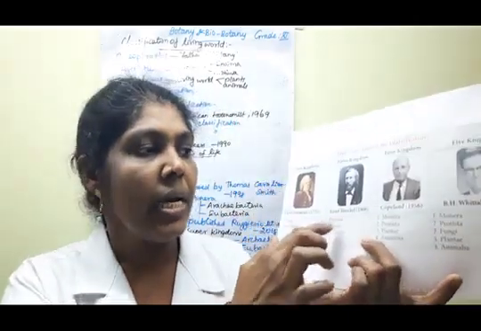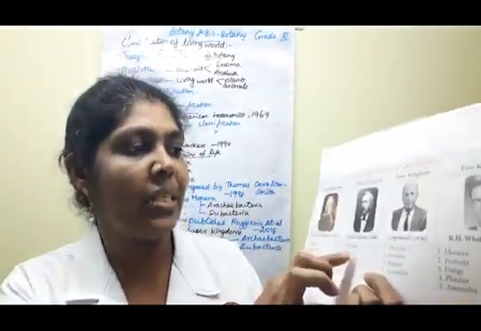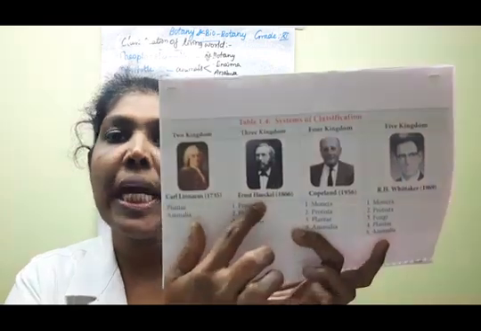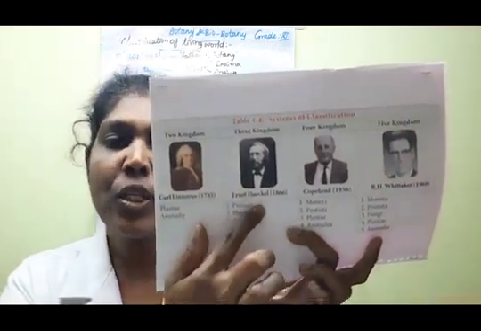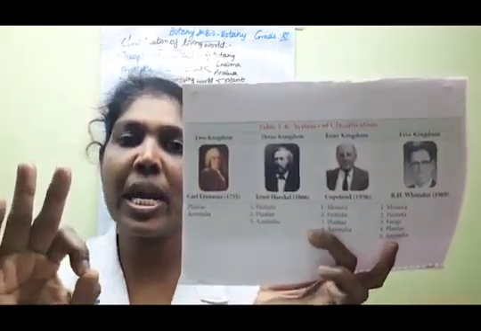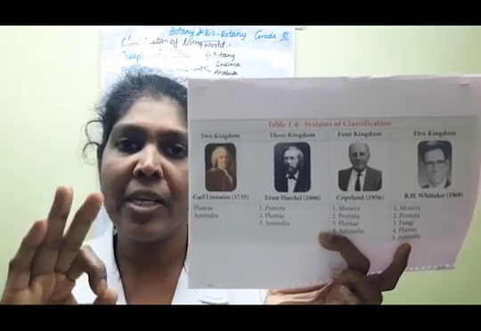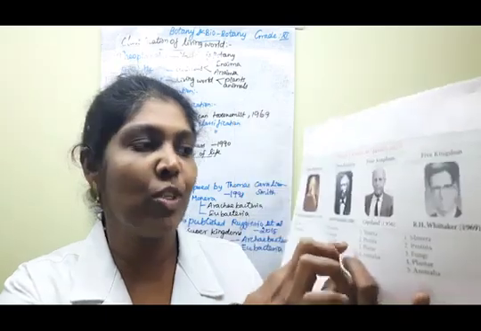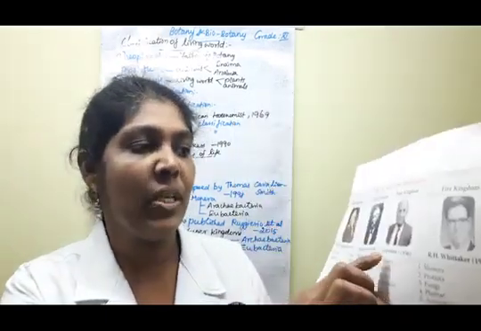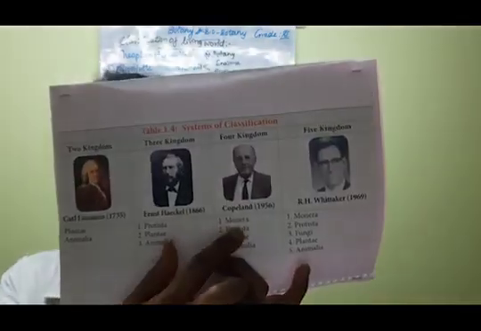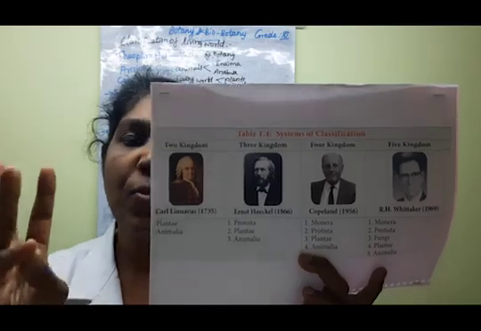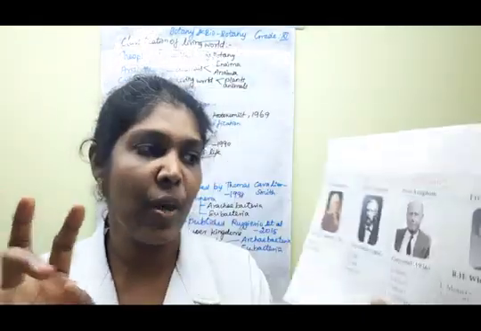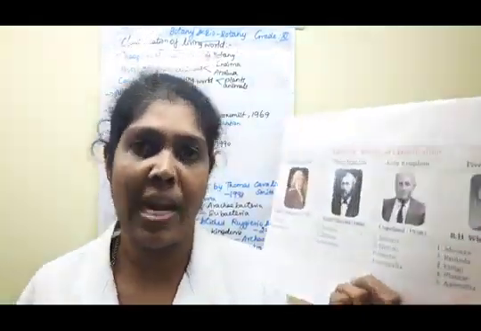The next one, the three kingdom classification, was proposed by Ernst Haeckel. He classified organisms into three kingdoms: Protista, Plantae, Animalia. Then the four kingdom system of classification was proposed by Copeland, who classified organisms mainly into four kingdoms: Monera, Protista, Plantae and Animalia.